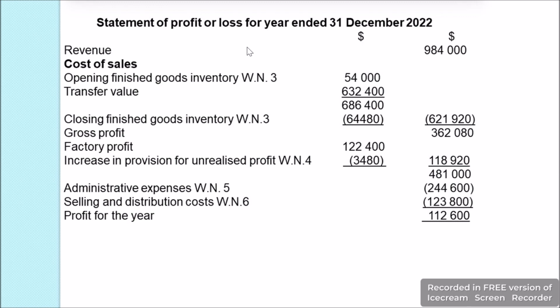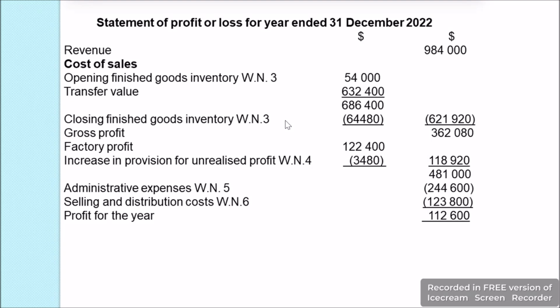As we are done with all the calculation, let's now proceed and make the statement of profit or loss for the year ended 31st December 2022. We'll start with revenue, which was given as $984,000. Then the cost of sales, in which we have the opening finished good inventory, which we have calculated in the third working notes as $54,000. And the transfer value, which we will bring forward from part B of the question, where we got this as $632,400.